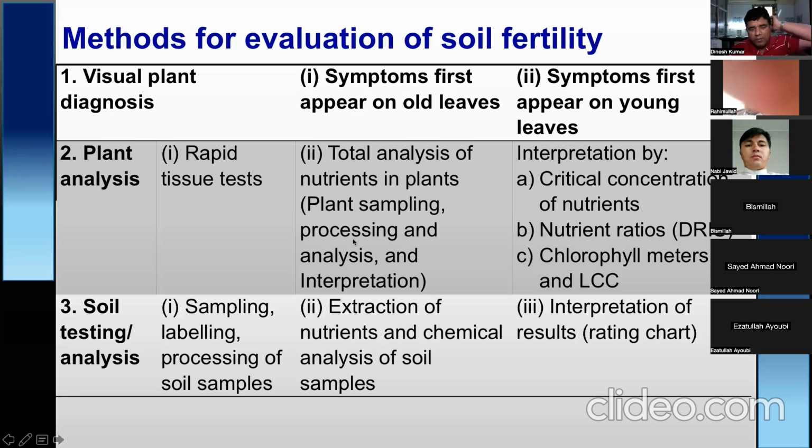Bismillah, do you have facility for chemical analysis of soil and plant in your lab?